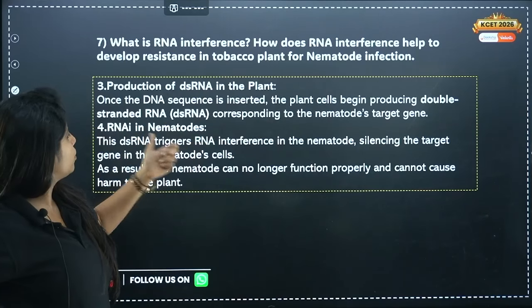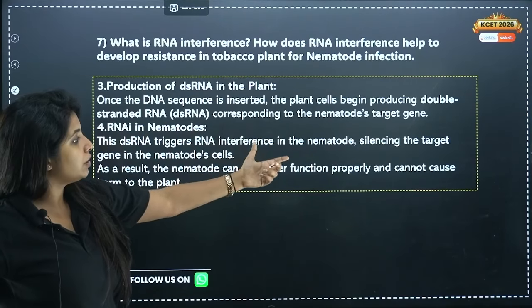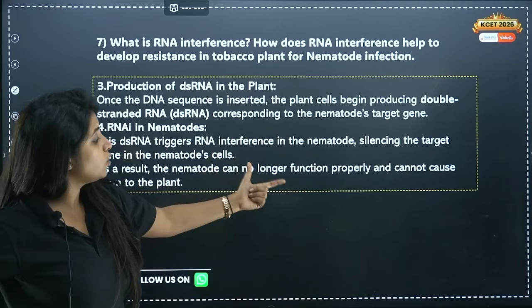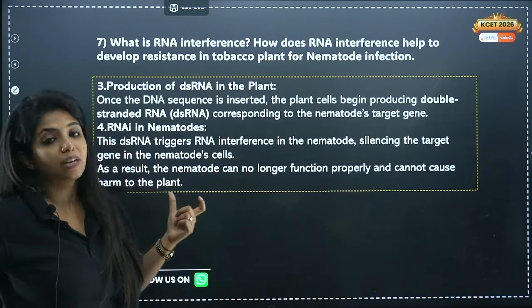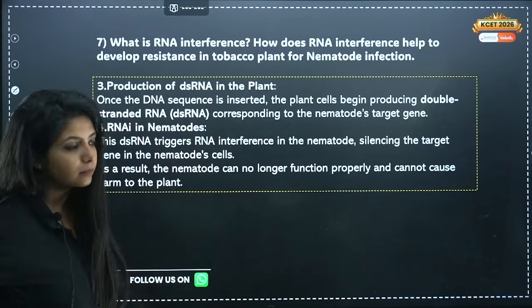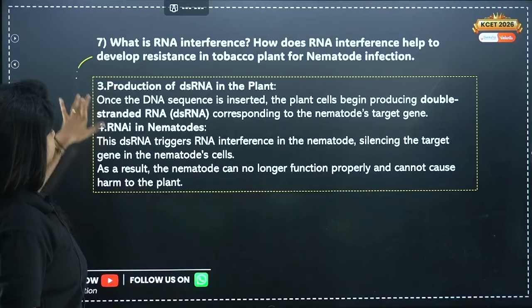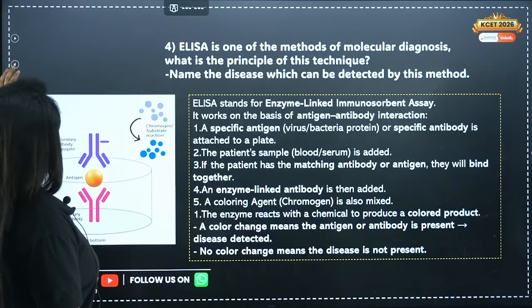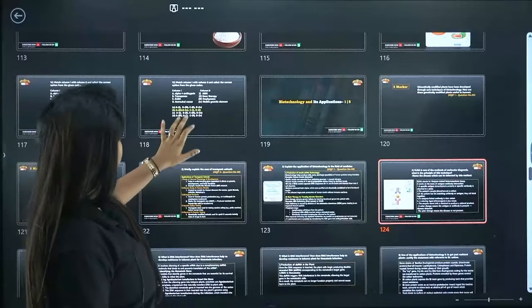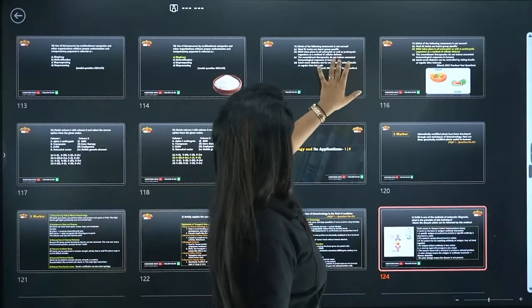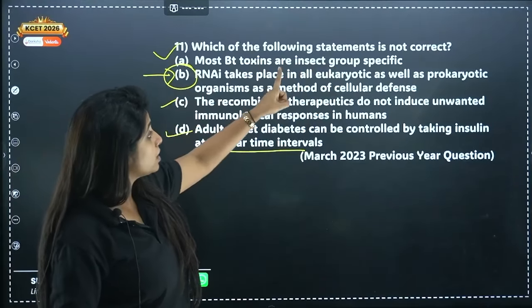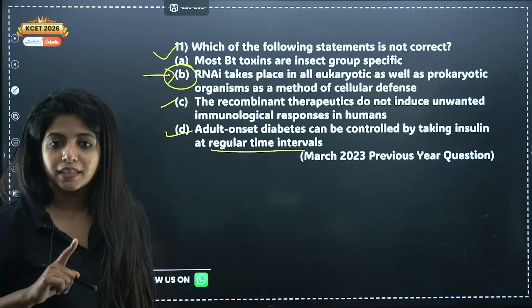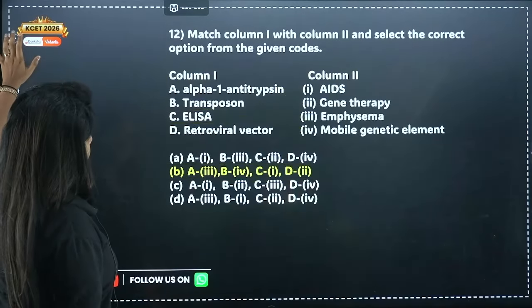Now, RNA interference in the nematode. This double-stranded RNA triggers RNA interference in the nematode, silencing the target gene in the nematode cell. As a result, the nematode can no longer function properly and cannot cause harm to the plant as well. Okay, so this is the thing that you need to remember. Now, if we come back to this question and try to solve it, which of the following statements is not correct? RNA interference takes place in all eukaryotic as well as prokaryotic organisms. Wrong. It is just eukaryotic organisms.